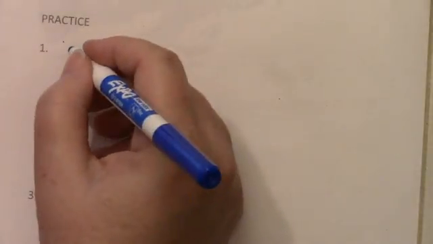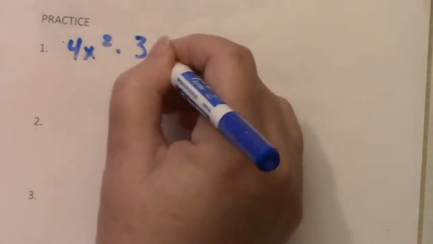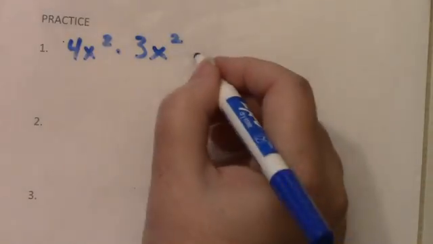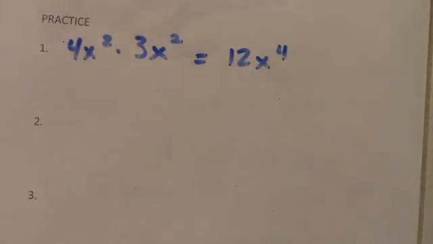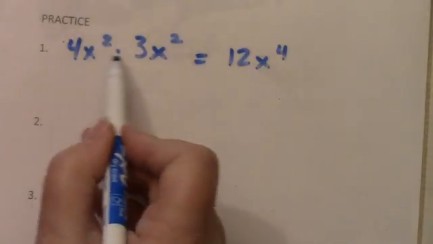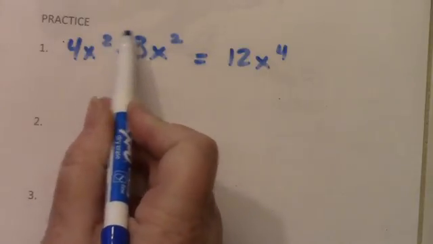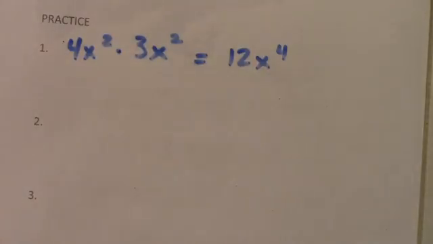Let's do some practice together. How about 4x squared times 3x squared gives me 12x to the 4th. How did I get that? 4 times 3 is 12. I keep my x, and then I add, because we're multiplying, I'm adding my exponents.